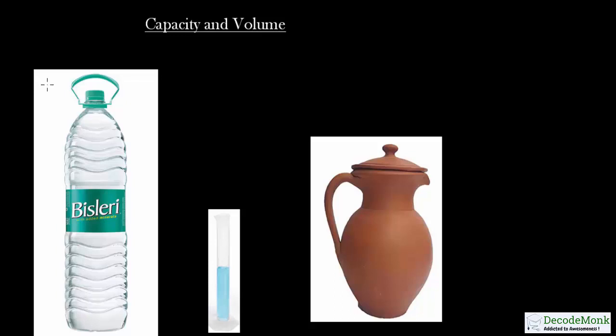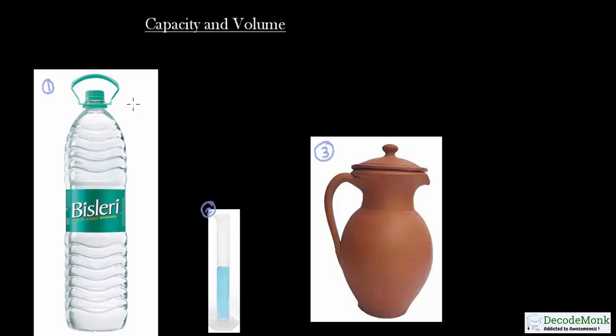In this picture we have got three containers. First is a Bisleri water bottle. Generally you have seen such type of bottle in the market. Second one is a small beaker, and third one is an earthen container.